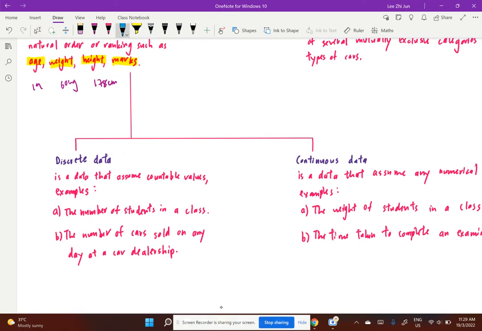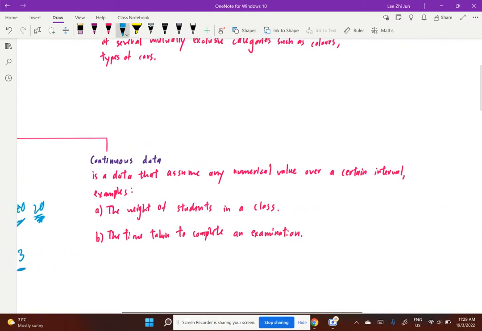For discrete data, for example, the number of students in a class, like 40 students in a class, 20 students in a class, it's just a certain number. It does not have any range. The number of cars sold on any day, for example today, 19 March, maybe 3 cars were sold. So the 3 is discrete data because it does not have any range.